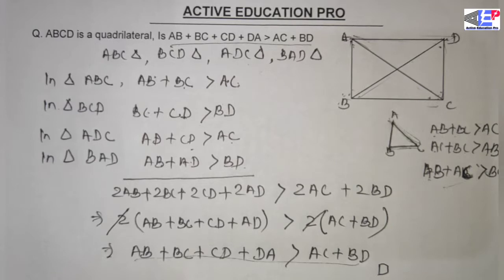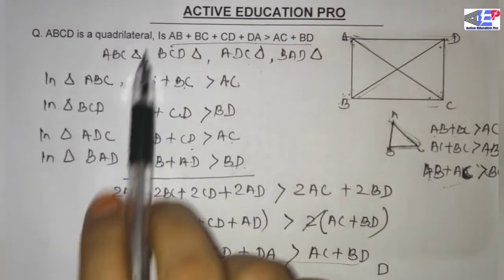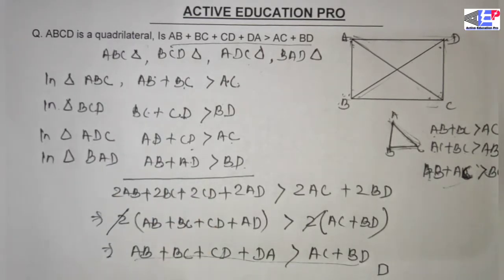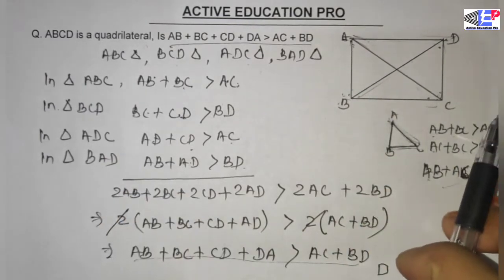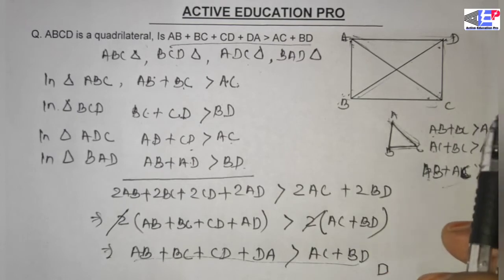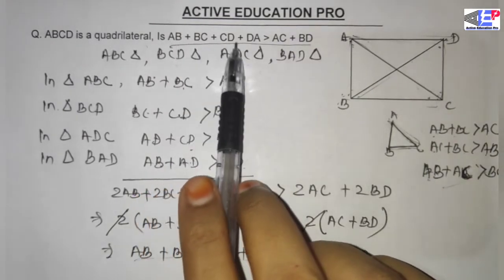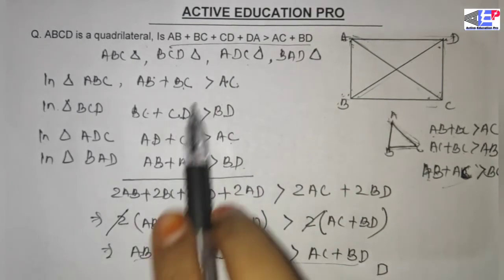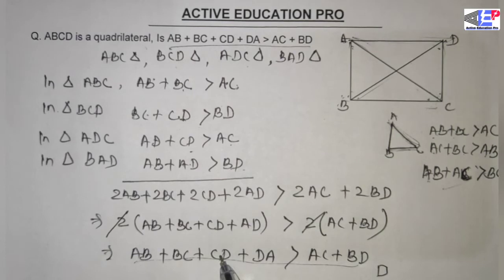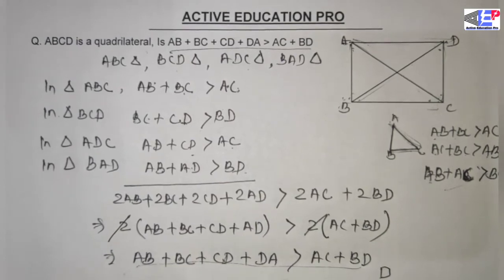This is all about theory. How can you prove that AB plus BC plus CD plus DA greater than AC plus BD? Before this solution, you can write that it is given that ABCD is a quadrilateral, AC and BD are the two diagonals, and then what is to prove? To prove AB plus BC plus CD plus DA greater than AC plus BD, then solve it, and this is the solution. Okay, finally proved: AB plus BC plus CD plus DA greater than AC plus BD.